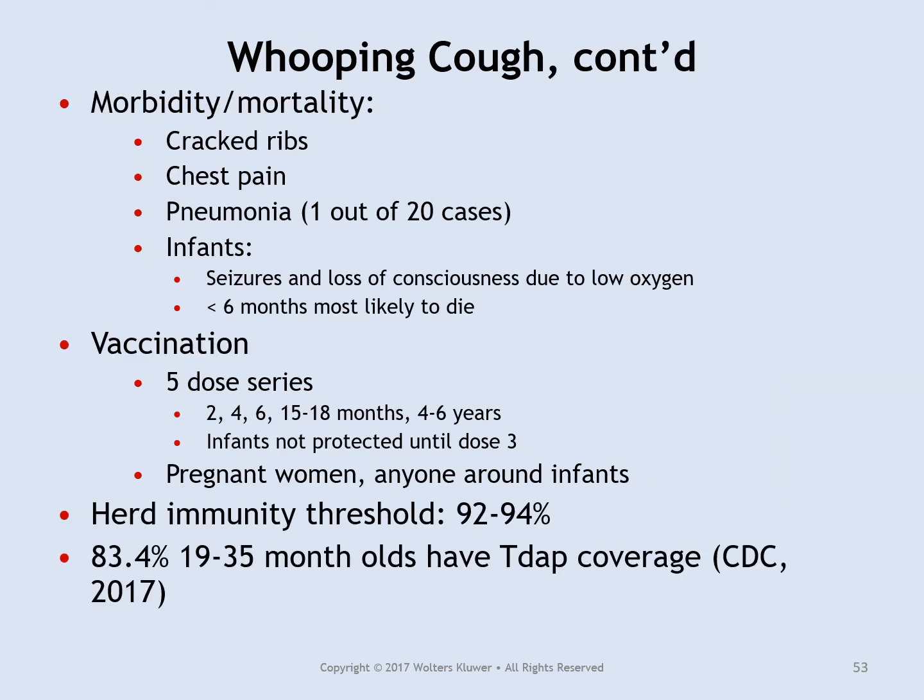Morbidity and mortality that we see with whooping cough: you can cough so hard that you crack or break a rib. Obviously, lots of chest pain. Pneumonia is not uncommon with whooping cough. 1 out of 20 cases will get pneumonia. The big population that's at risk when we talk about whooping cough is babies. In infants, you see seizures, you see loss of consciousness because they have very low oxygen levels, and our little infants who are less than 6 months of age are most likely to die from a whooping cough infection. They just can't handle that really, really strong infection.